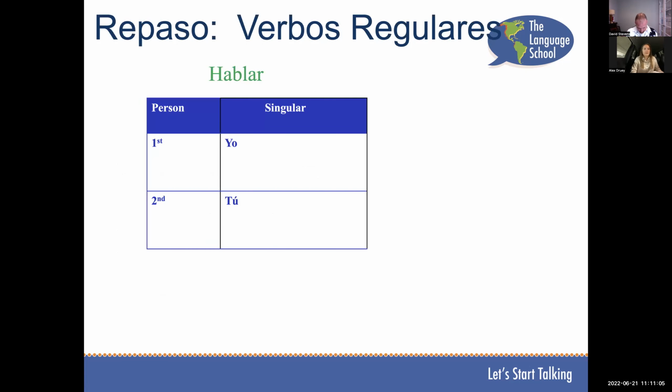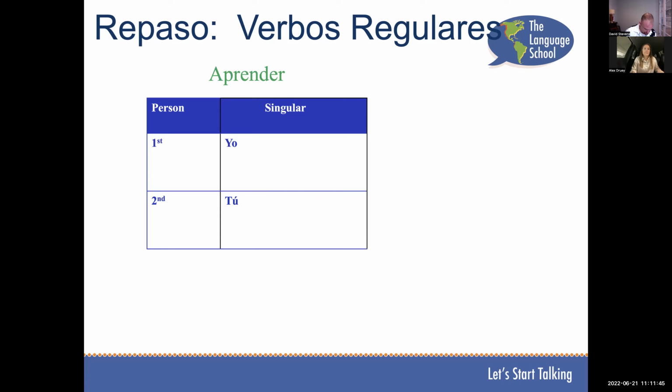Hablar. Yo hablo, tú hablas. Talk. Caminar, walk. Yo camino, tú caminas. It's an AR verb, so you need to have an AS ending here, pronounced as. Caminas. Correr, run. Yo corro, tú corres. Good. And this one is es because it's an ER verb.